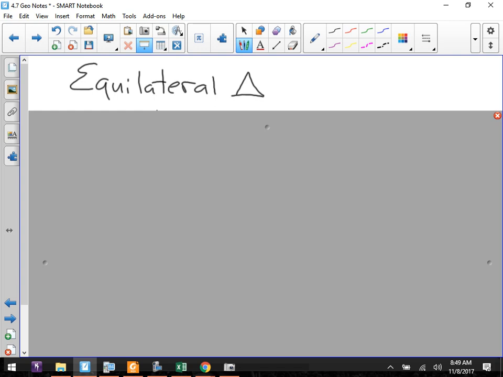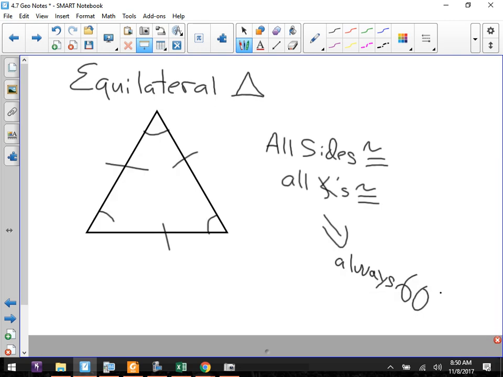Correct. Now, with an equilateral triangle, equilateral means that you have equal sides. So we're talking about triangles that have all three side lengths that are the same. And whenever you have all three side lengths that are the same, you're going to have all three angles that are the same. That's where you get all three angles equaling 60. Very good. Equilateral triangles have all three sides the same, and all the angles the same. All the angles will always be 60.